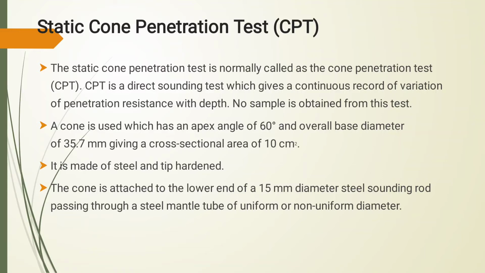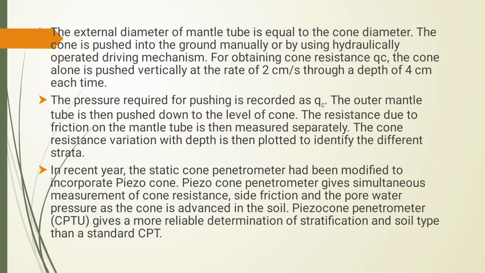The cone is made of steel and is attached to a steel rod of 50 mm diameter, which passes through a steel mantle tube. The steel mantle tube size is equal to the cone diameter, and the cone is pushed into the ground manually or using a hydraulically operated driving mechanism. The cone resistance value obtained is denoted as QC.